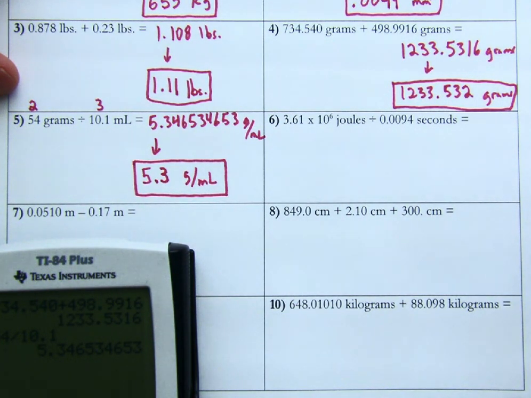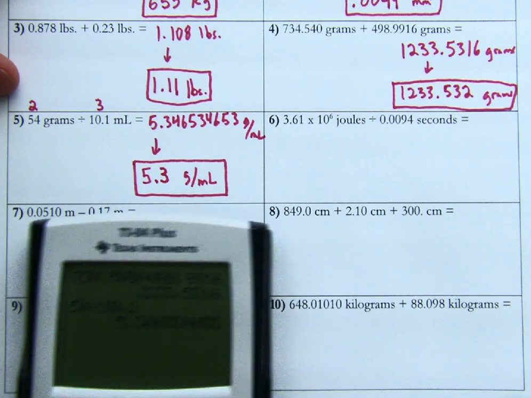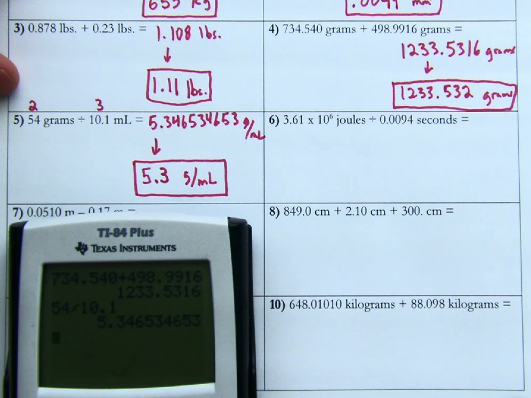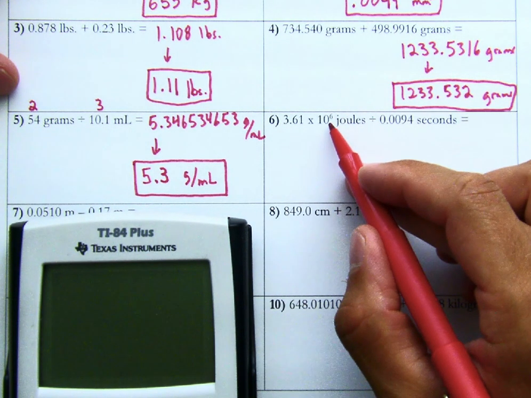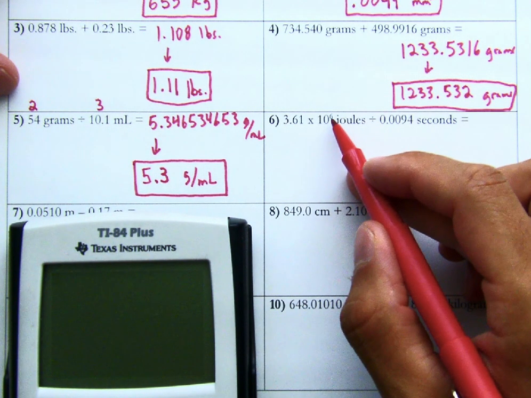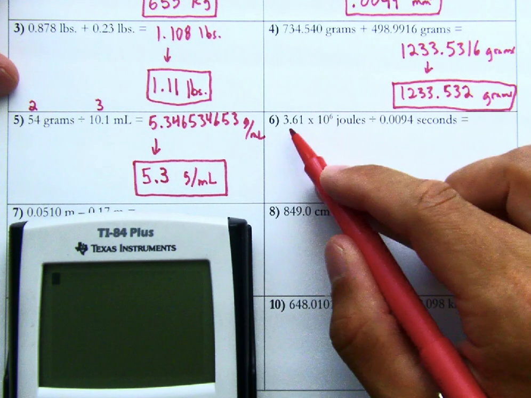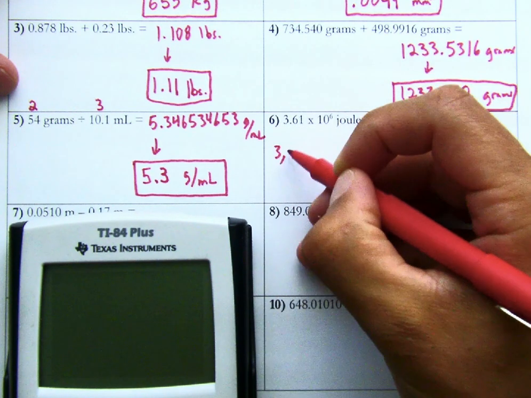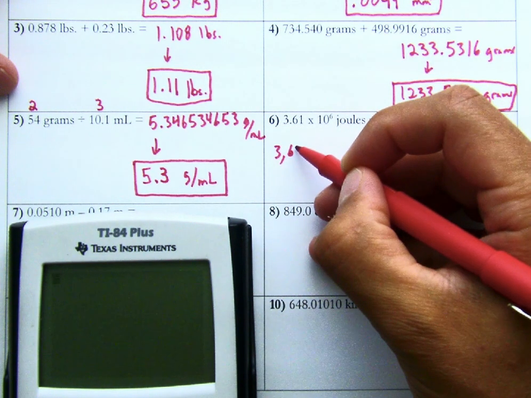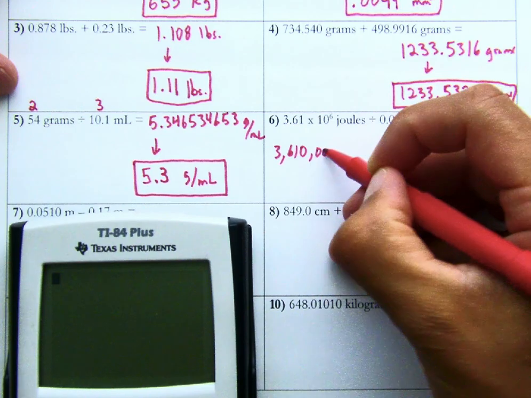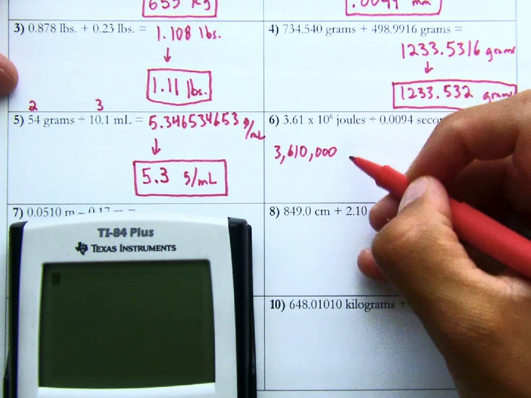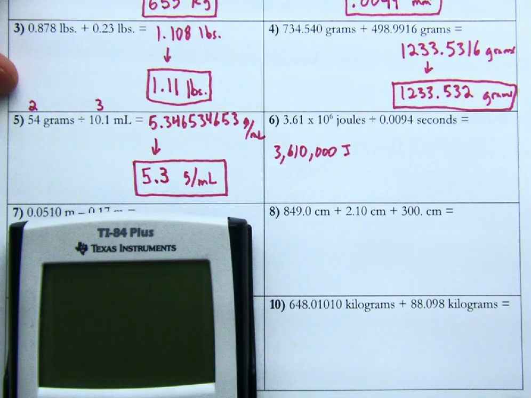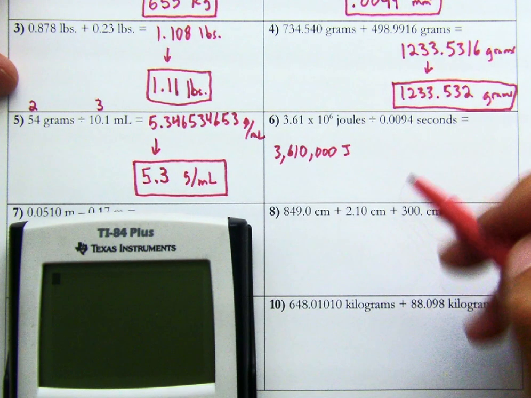So we're rounded. Now, the next one might be a little bit scary because it has scientific notation, but 10 to the 6 is a million. So if you take 3 times a million, you get 3 million. So this is 3,610,000 joules. Now, what is a joule? A joule is a unit of energy. We'll use that later in the year. But that's our number of joules.